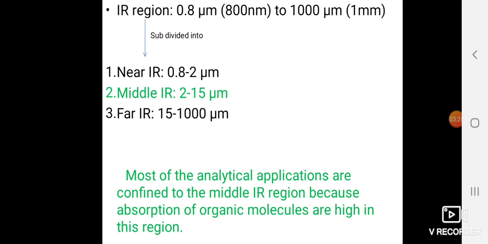So IR is further divided into near IR, middle IR, and far IR. Near IR is the radiation which is near to the visible radiation, so that falls between 0.8 to 2 micrometers. Middle IR is the next portion of the infrared radiation, which is about 2 to 15 micrometer. Far IR is 15 to 1000 micrometer.